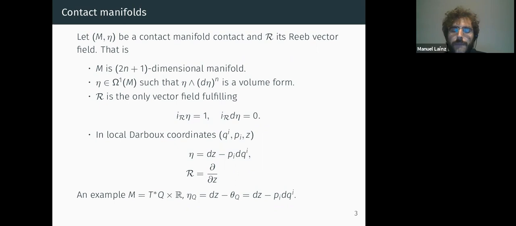Okay, in these manifolds there is a Darboux theorem, and you can always pick local coordinates q_i, p_i, and z, such that the contact form and the Reeb vector field have this aspect. An example of a manifold which has a natural contact structure is a cotangent bundle times R. As eta, you take dz, where z is the R coordinate, minus the pullback of the Liouville one form of the cotangent bundle, which in bundle coordinates writes as this.